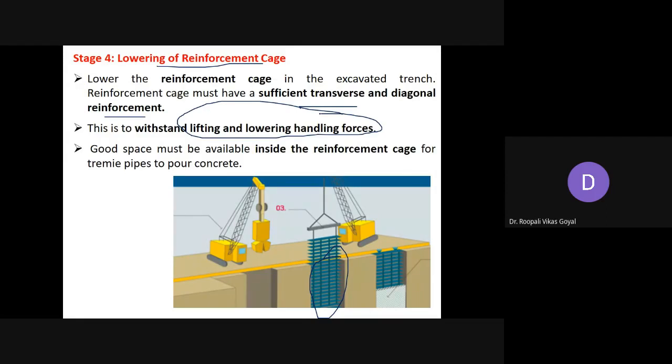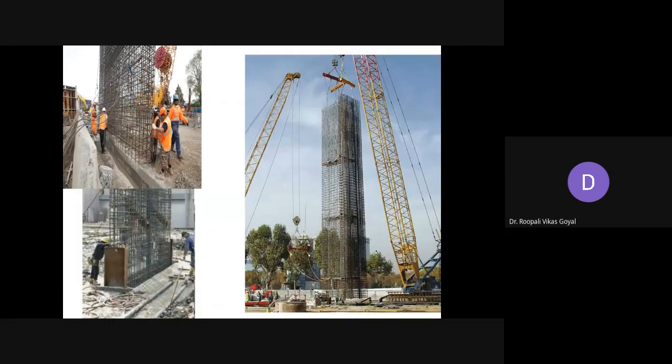Okay, and good space must be available inside the cage reinforcement, because ultimately you have to fill it, pouring concrete with tremie pipes. So sufficient space should be available inside this cage reinforcement. After installing this cage reinforcement, here are some actual pictures of how the cage reinforcement can be inserted. Here you can just imagine, this is the depth of the cage reinforcement, this is the width. So as per the depth requirement, you can design the cage reinforcement.